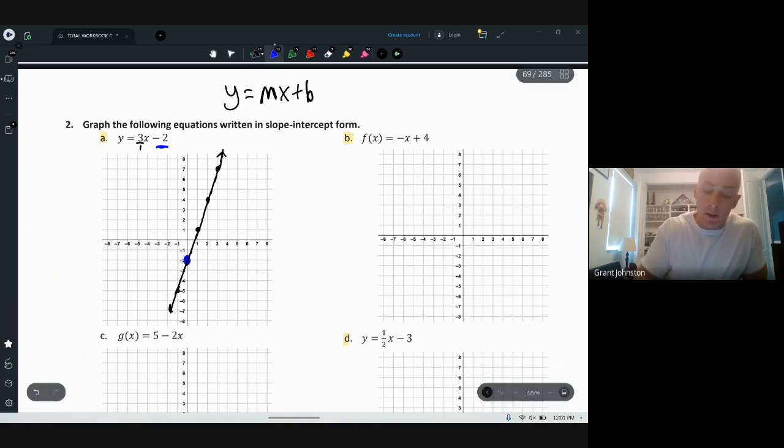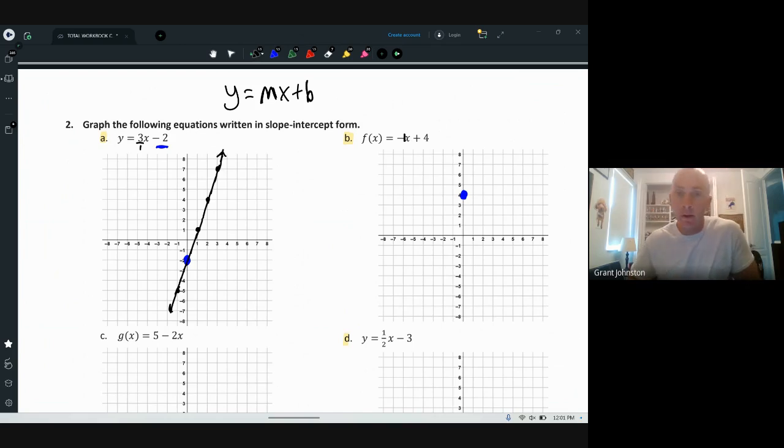B, the y-intercept is positive 4. And the slope, there's no coefficient here, it's negative 1. Remember, if there's no coefficient on the x, it's just like a 1. There's a negative in front of it, so it's negative 1. And I'm going to put it over a fraction again because it's going to be helpful. Negative 1 over 1, so that means I'm going to go down 1 over 1. Down 1 over 1, down 1 over 1. That's what I'm doing there.